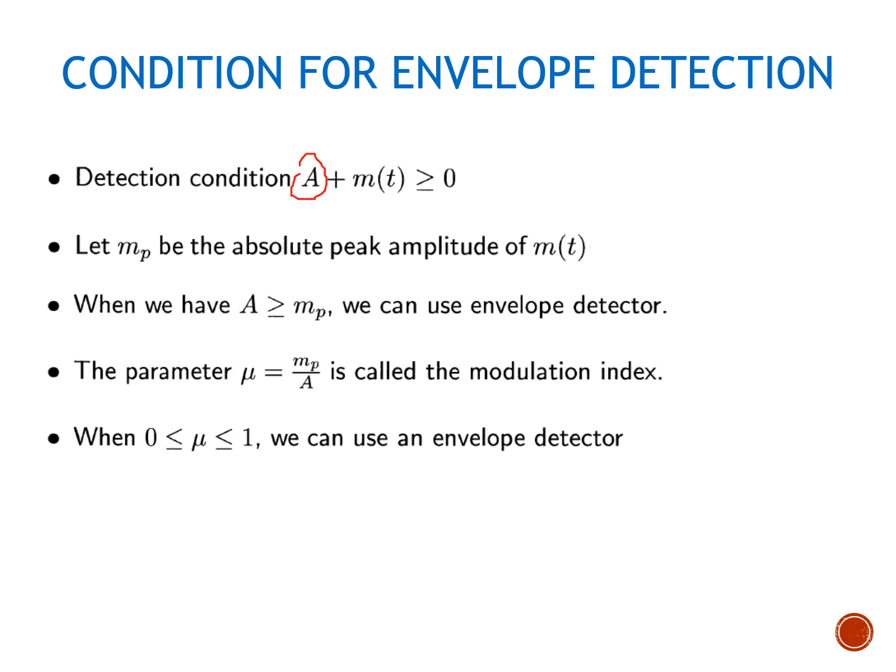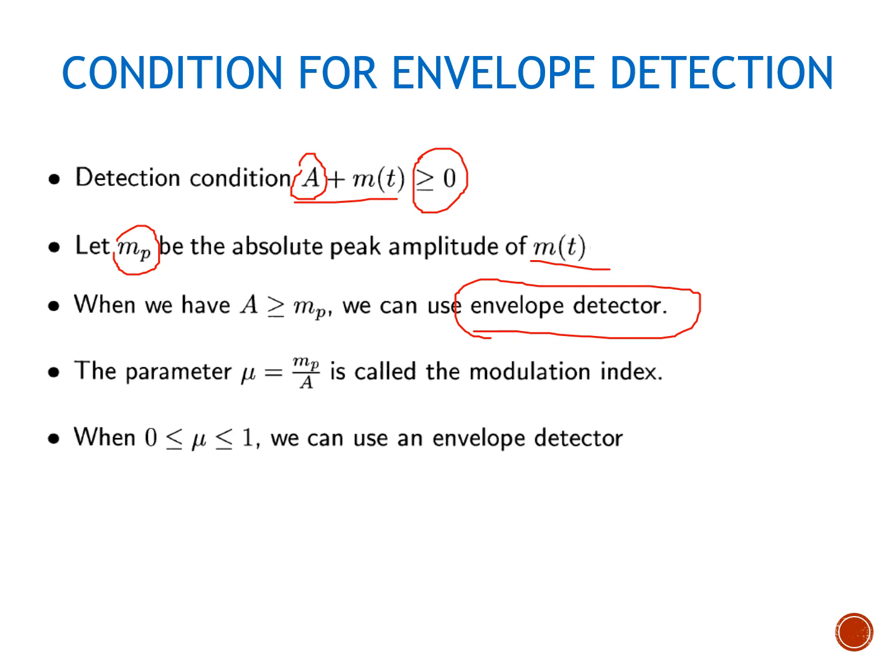So in summary, the amplitude A plus m(t) must be greater than or equal to 0. In that case, all the excursions of the positive amplitude can be easily separated at the demodulator. So let's say Mp is the peak of m(t), and we have A greater than or equal to Mp. In that case, we can use an envelope detector. We will be discussing the envelope detector in another video.